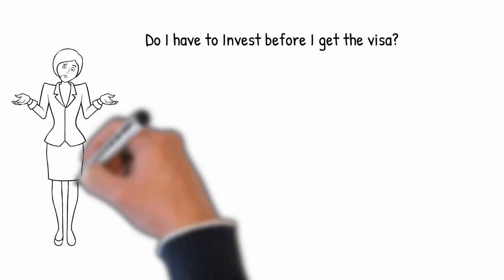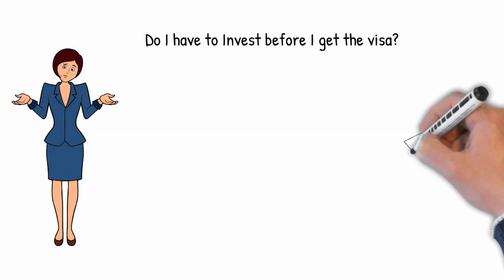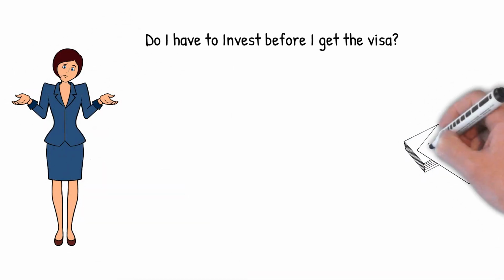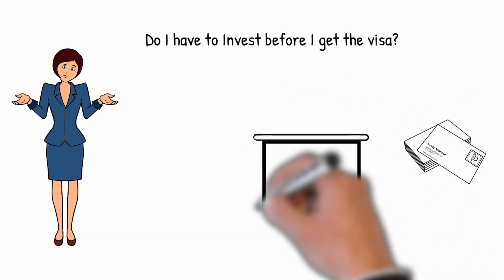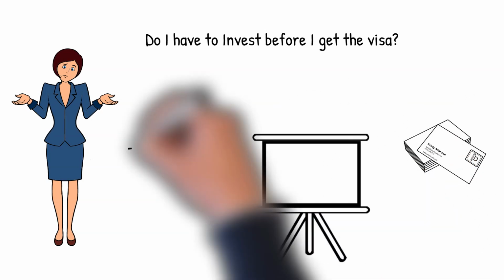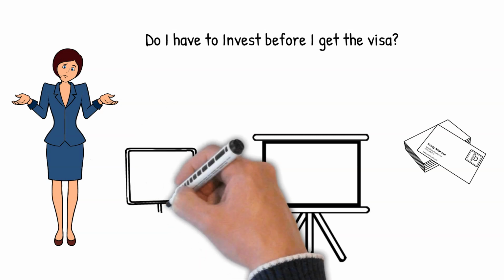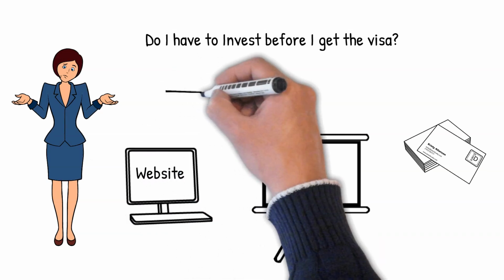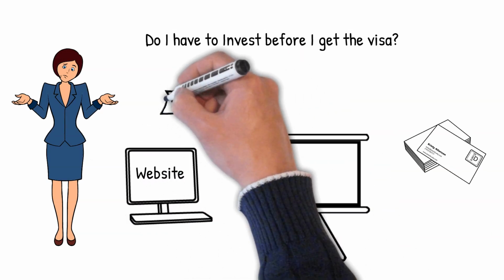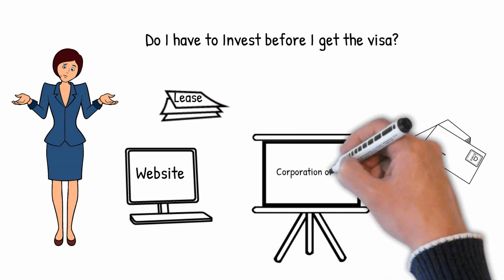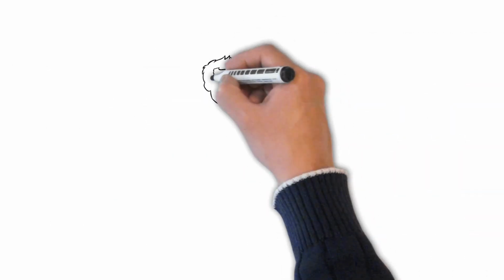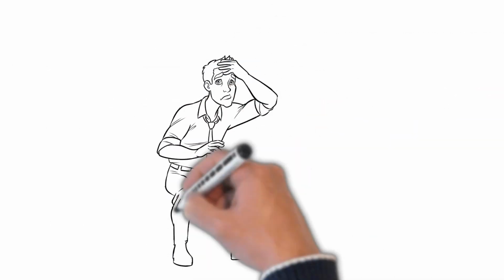The second most popular question we get is whether you have to invest before you get the visa. The answer is yes. This is the scariest part of an E-2 visa. The business must be either operational or very close to being operational. As such, you must have purchased equipment, signed a lease, created a website, set up a business entity, and arranged marketing material for your business.